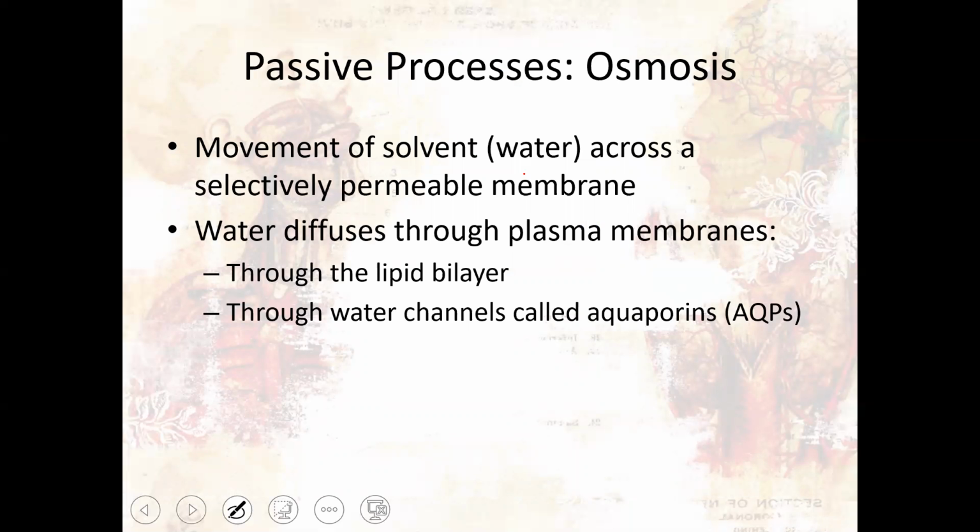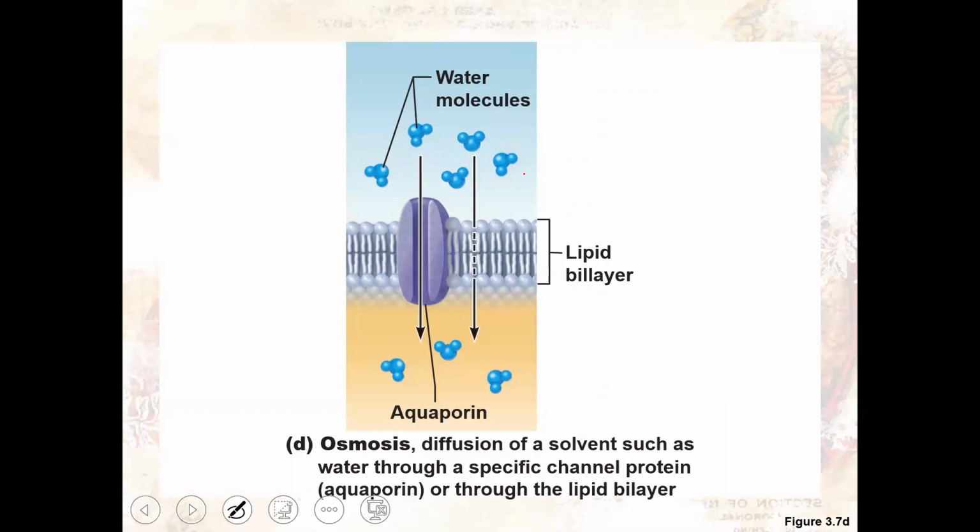Osmosis is the diffusion of water. Now, water will go through the membrane, and it goes through channels that are called aquaporins. But water is the solvent. Everything's dissolved in water. So how does diffusion work there? Well, here you see those little Mickey Mouse shaped water molecules going through the lipid bilayer and through that aquaporin.